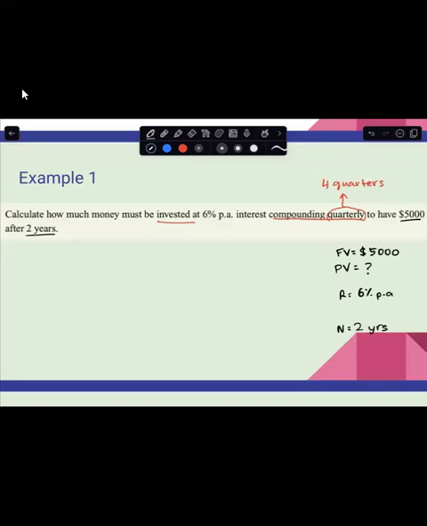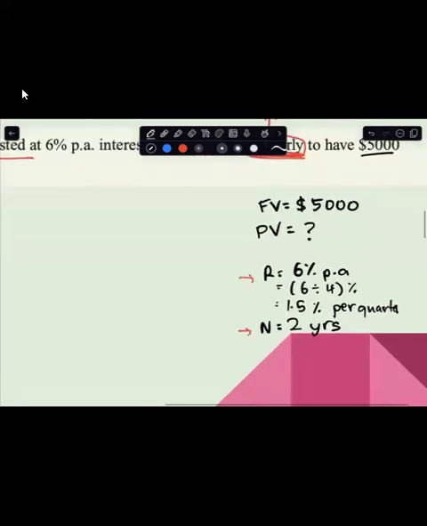Like I said before, your rate and your n need to be exactly the same time period. In this case, I want my time period to be in quarters. So I'm going to convert it. I'm going to divide 6 by 4 because that's how many quarters there are in 1 year. I'll leave the percent sign there. And in 1 quarter, so per quarter, you have 1.5%.